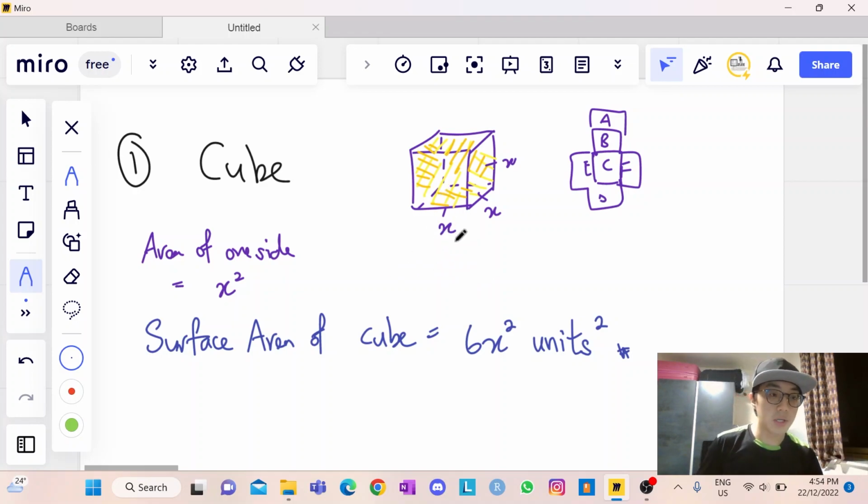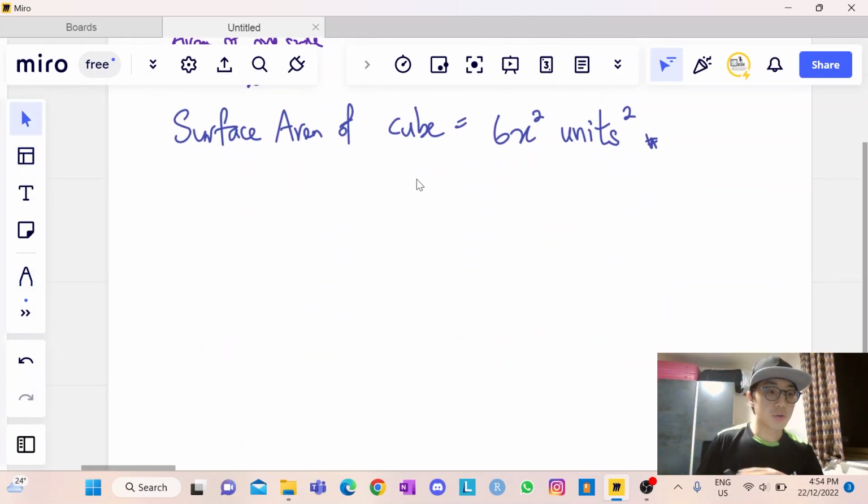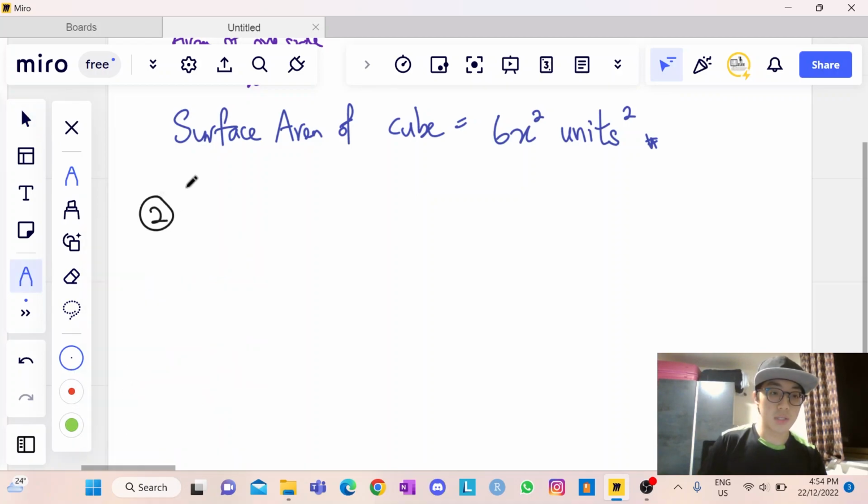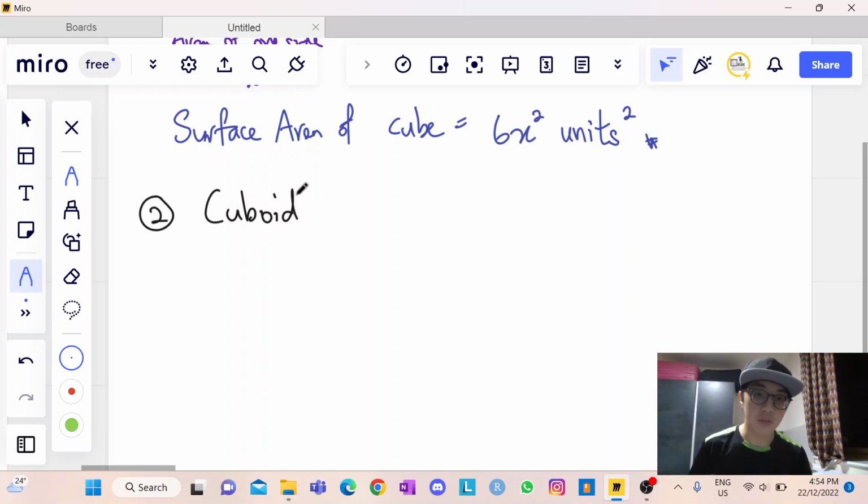So we're gonna jump to the second one here, which is a cuboid. So what is a cuboid? It just sounds like a cube, is it? So cuboid is basically the rectangle version, the 3D version of a rectangle. So it goes something like this.